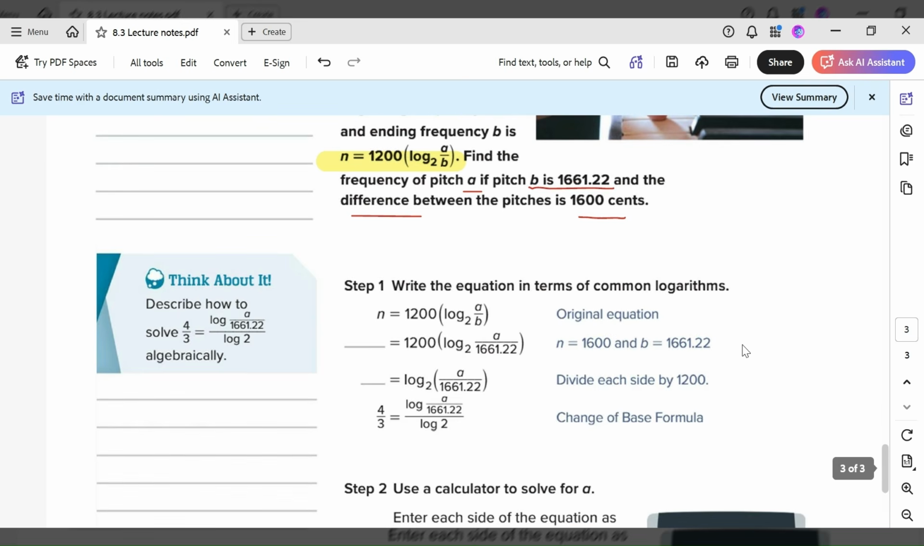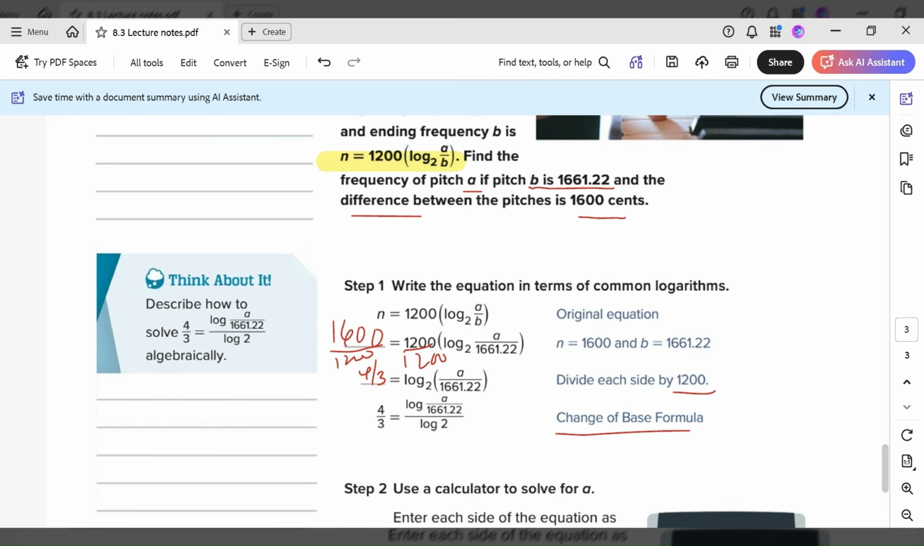They gave us our formula, n equals 1200, because that's always going to be our value for one octave, times log sub 2 of A over B. So n was 1600 in this instance. We're going to divide both sides by 1200, and we get 4/3. Then we're going to apply the change of base formula on the right side, because we have the 4/3 on the left.